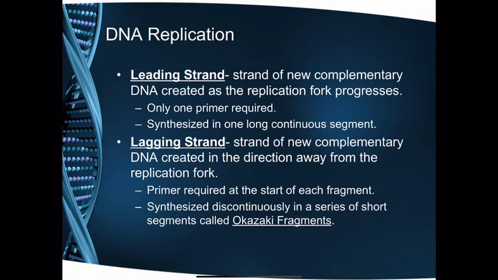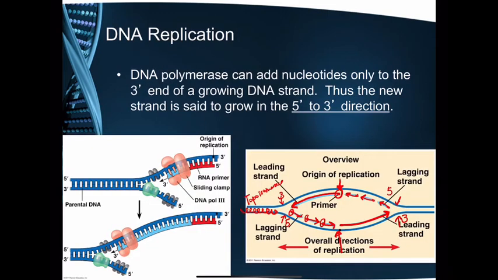The lagging strand is moving away from the replication fork. It's got to have a primer for each piece, and they're made discontinuously in a series of segments called Okazaki fragments. Now that term is important, Okazaki fragments. You will see that on an AP exam. So each of these represents an Okazaki fragment.